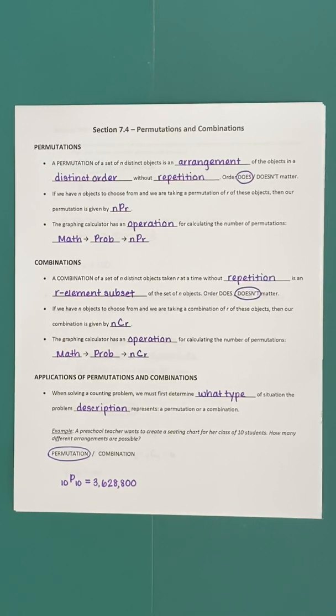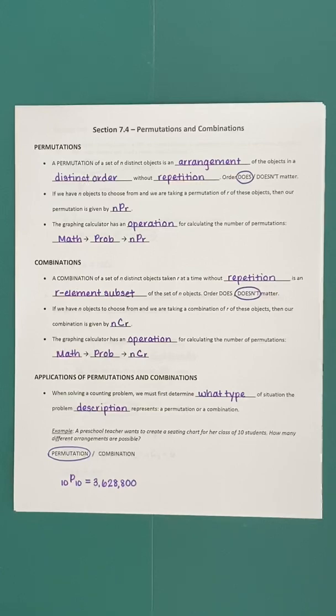So we always have to start by determining, are we looking at a permutation? Are we looking at a combination? Does order matter or does order not matter? So here's our example. A preschool teacher wants to create a seating chart for her class of 10 students. How many different arrangements are possible?